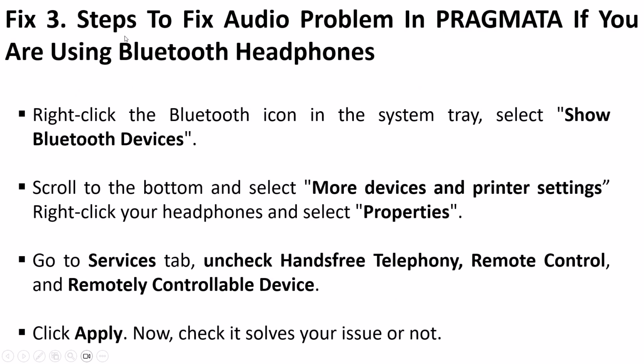Fix 3. Steps to fix sound or audio problem in PRAGMATA game if you are using a Bluetooth headphones. So right click on the Bluetooth icon in the system tray and select Show Bluetooth Devices. Scroll to the bottom and select More Devices and Printer Settings. Then right click your headphones and select Properties. Now go to the Services tab and check Hands-free telephony, Remote control and Remotely controllable device, and check all these 3 options. Then hit on Apply and then check if your problem is solved or not.